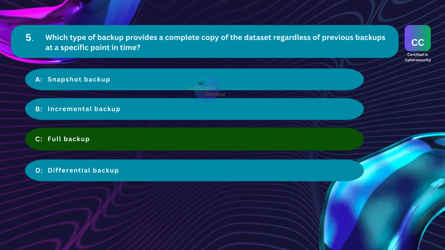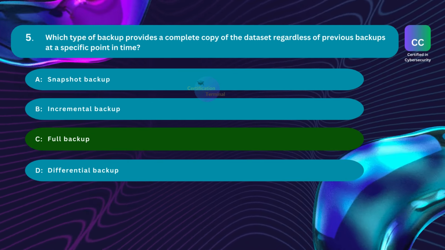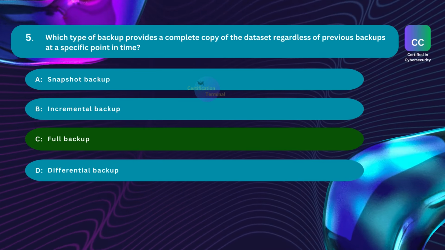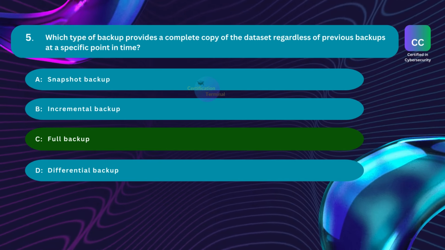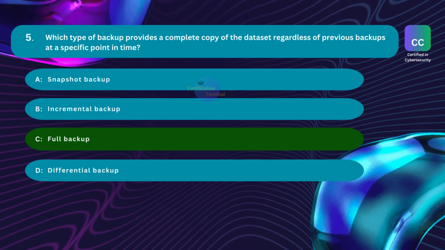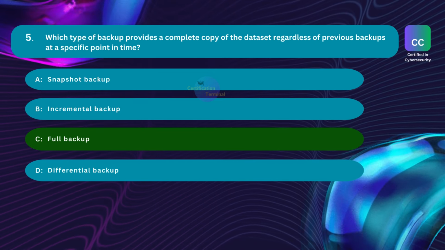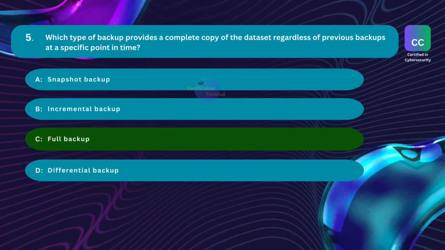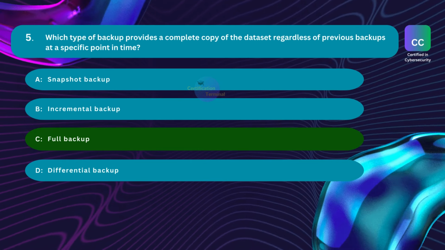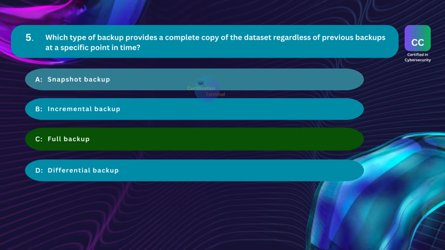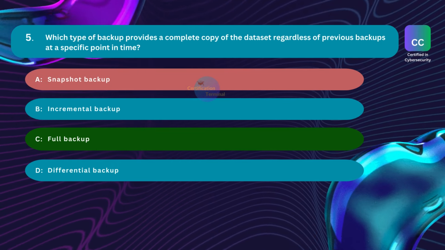A full backup involves creating a copy of all selected data files, regardless of whether they have changed since the last backup. It provides a comprehensive snapshot of the entire dataset at the specific moment when the backup is executed. Full backups are useful for creating baseline copies and standalone backups that can be independently restored without relying on previous backups.